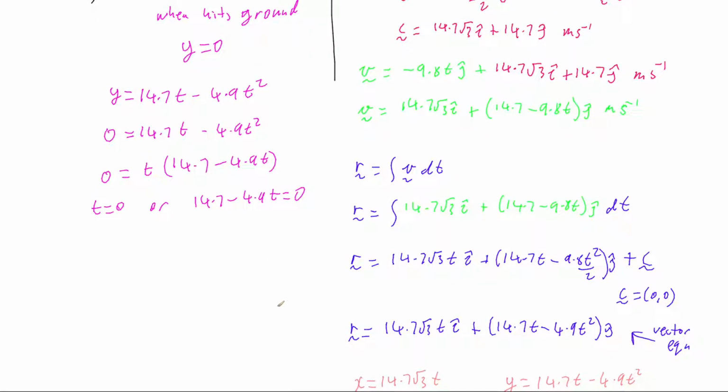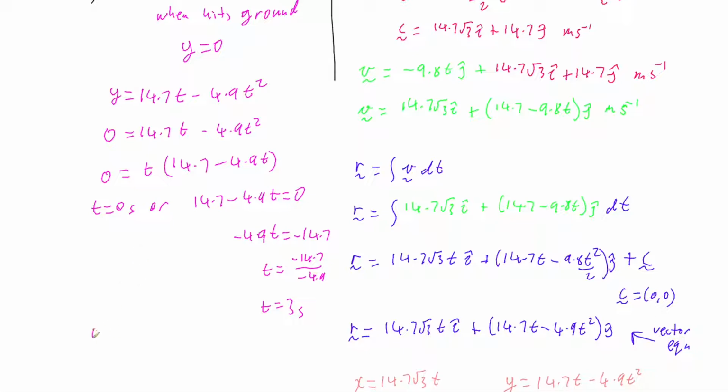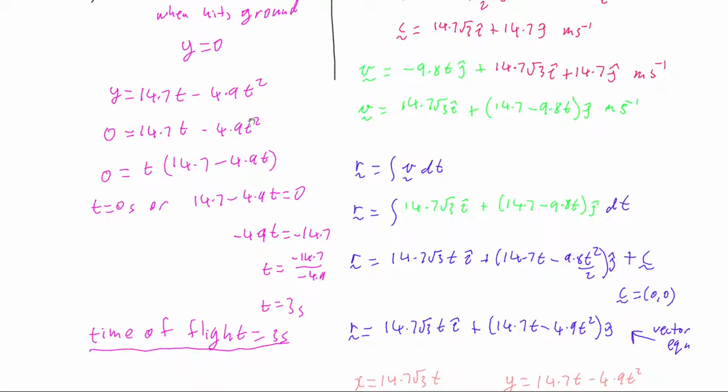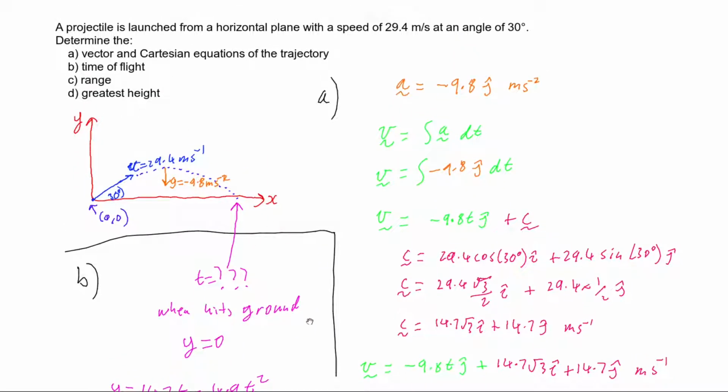And so if we work this out, we're going to have negative 4.9t equals negative 14.7. And so t is going to be negative 14.7 divided by negative 4.9. And if we put that into a calculator, we will get that t equals 3. So we know it happens at 3 seconds or at 0 seconds. So our time of flight is 3 seconds. Let's make that an s. So that's our time of flight. So that's part B.